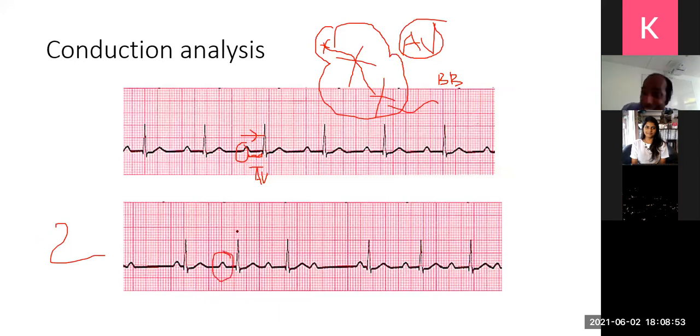The definition of a second degree block: some P waves go, some P waves don't. So the definition of a second degree block is some P waves go, some P waves don't go. That's the headline for a second degree block.